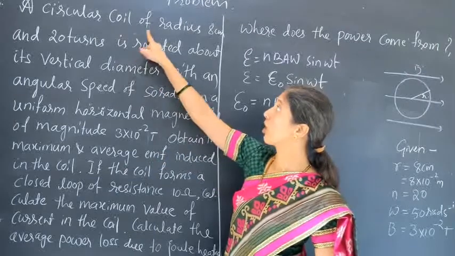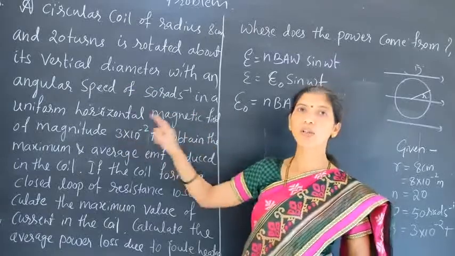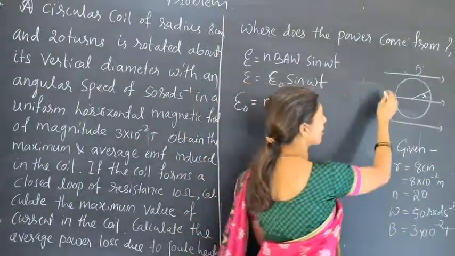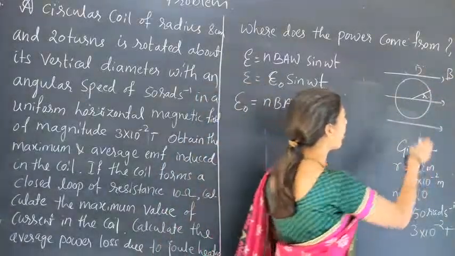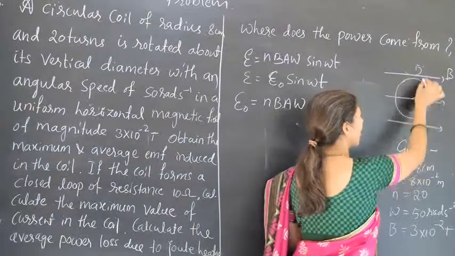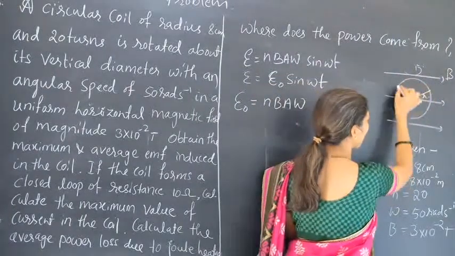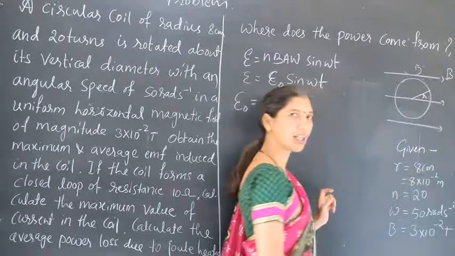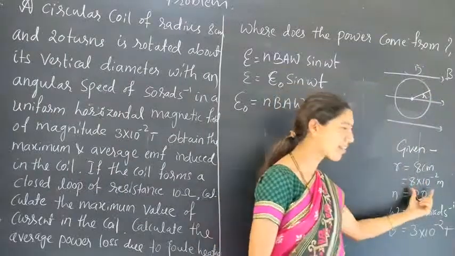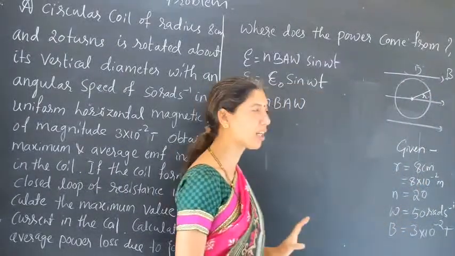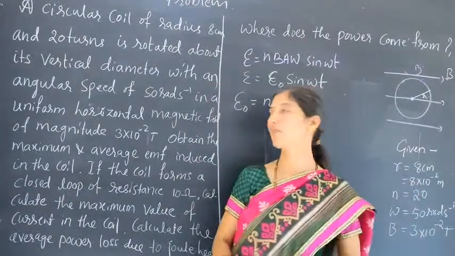That means a circular coil is rotated vertically in a uniform magnetic field. See here, the diagram: this is the uniform horizontal magnetic field, and a circular coil, this is rotated vertically, means like this, it is rotated vertically in a uniform magnetic field. This is the center and the radius is this one, that radius is 8 into 10 raised to minus 2 meter and magnetic field value is 3 into 10 raised to minus 2 Tesla. So this is the given quantity.